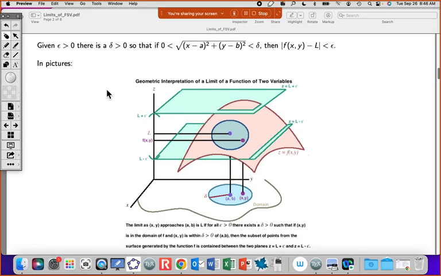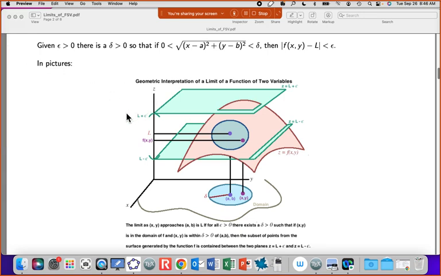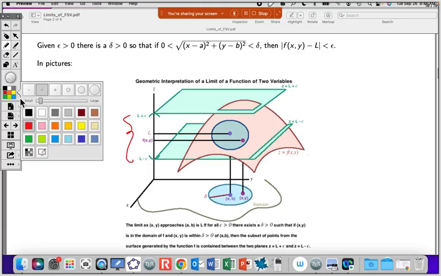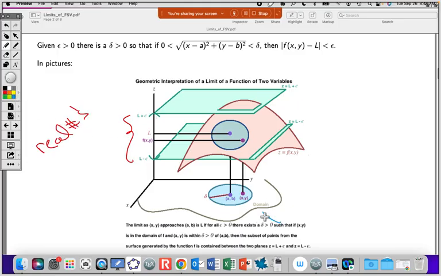Now here's a picture from the OpenStax book of what's happening. Notice here the z-axis, these are real numbers. So here's your L plus epsilon, here's your L minus epsilon. So we're setting up an interval on the z-axis. We're looking at real numbers here, and so it's literally an interval from L minus epsilon to L plus epsilon. What's being set up here in the plane is this inequality.